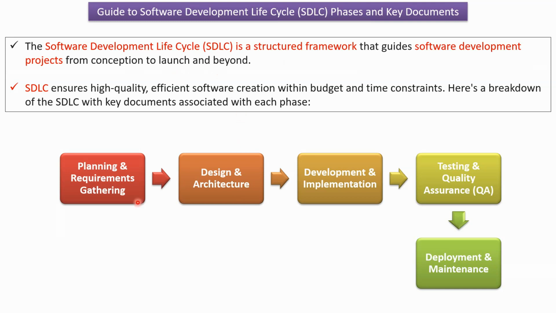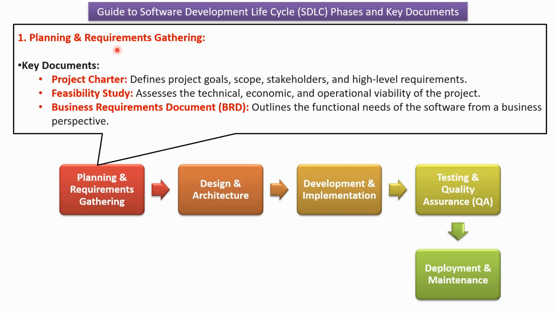Here you can see different SDLC phases: planning and requirement gathering, design and architecture, development and implementation, testing and quality assurance, deployment and maintenance. Next we will see what are the key documents associated with each phase. First one is planning and requirement gathering. Now we will see the key documents associated with this particular phase.